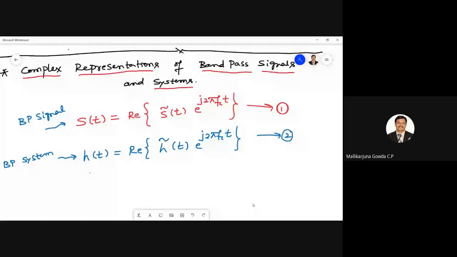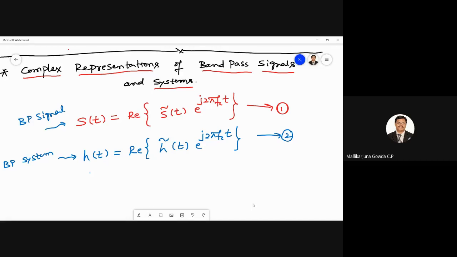I said, how do we represent? Let me present. So I started with the representation of a bandpass signal in terms of its complex envelope, right? That is the first equation. I said s of t is equal to the real part of s tilde of t into e power j 2 pi f c t. And in the same way, how do we represent the bandpass system, right, in terms of its complex impulse response? That is, h of t is equal to the real part of h tilde of t into e power j 2 pi f c t, right?